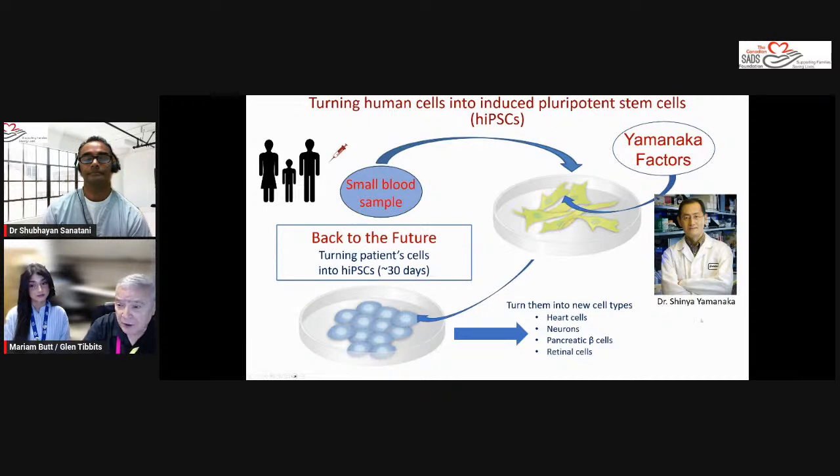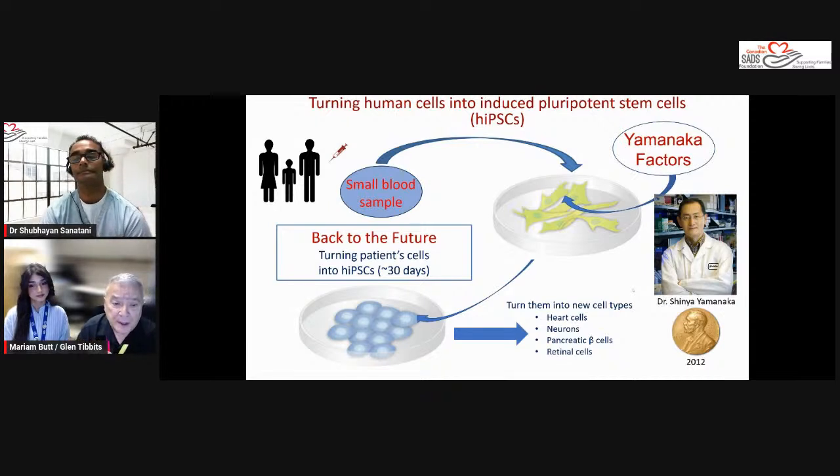But the amazing thing is, he got the Nobel Prize just 4 or 5 years after he developed this technique, and it's been completely transformative. So that's where we work, Shu, from the iPSC, or the human-induced pluripotent stem cells, as opposed to the stem cells that you were alluding to. Does that make sense?